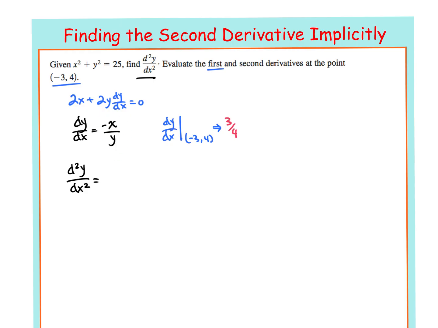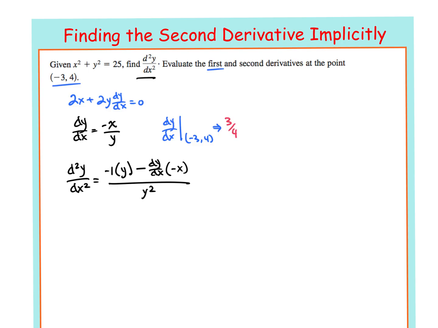So how do we do the quotient rule? The derivative of the top. So what's the derivative of the top? -1 times the bottom, which is y. And then minus the derivative of the bottom. So what is the derivative of the bottom? dy dx. There it is. And then times the top, all over the bottom squared.